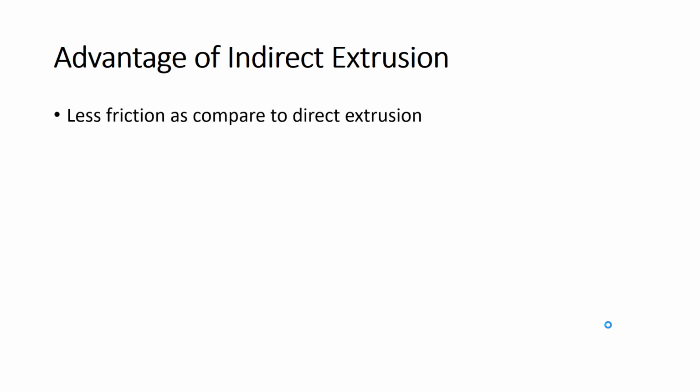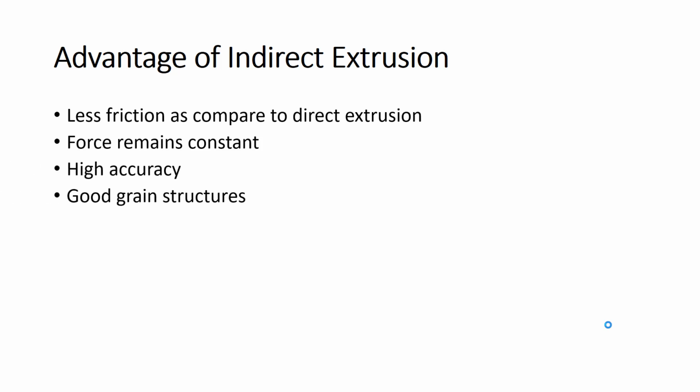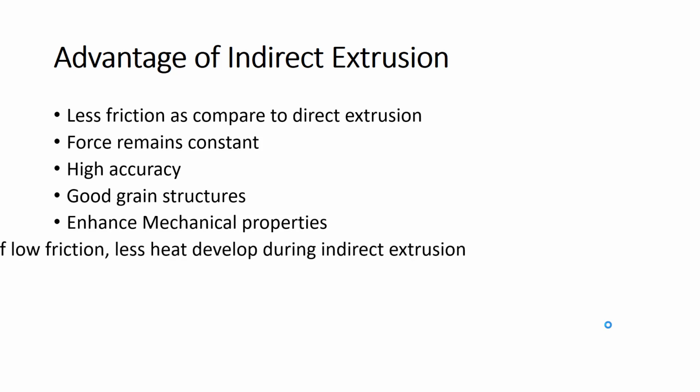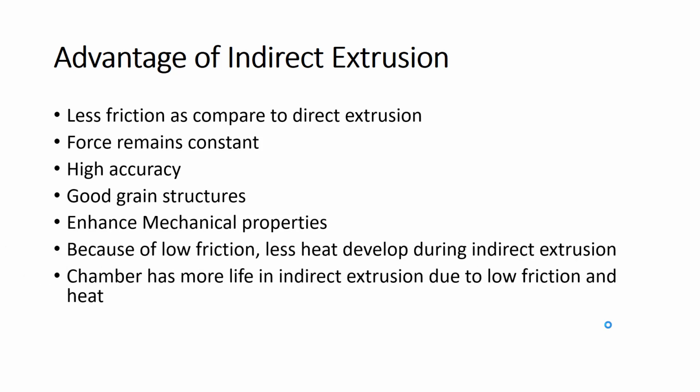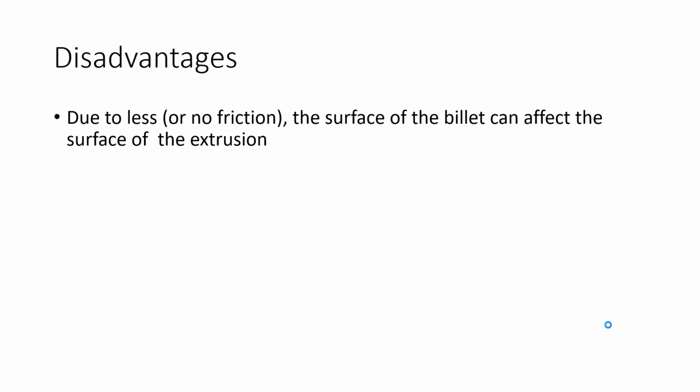Advantages: less friction as compared to direct extrusion. Force remains constant. High accuracy. Good grain structures, enhancing mechanical properties. Because of low friction, less heat is developed during indirect extrusion. The chamber has more life in indirect extrusion due to low friction and heat. Suitable for small cross sections.